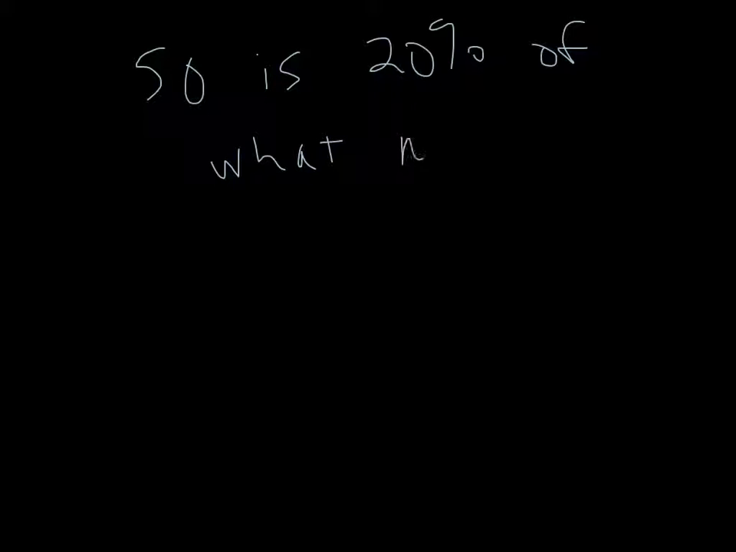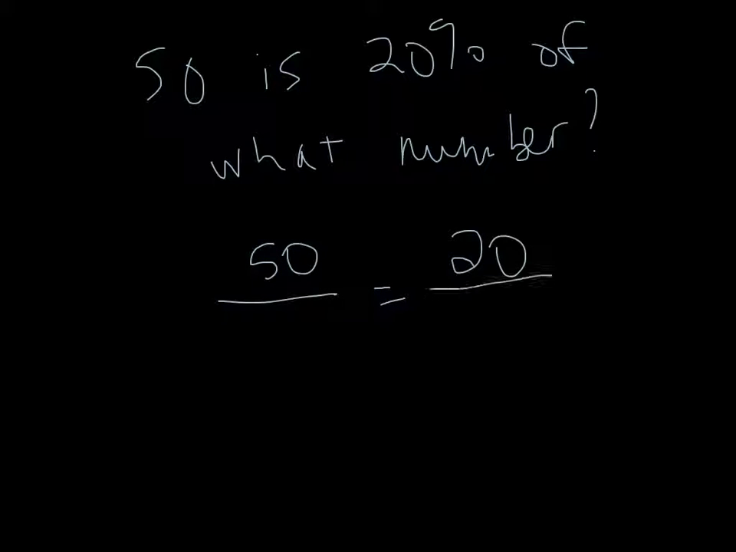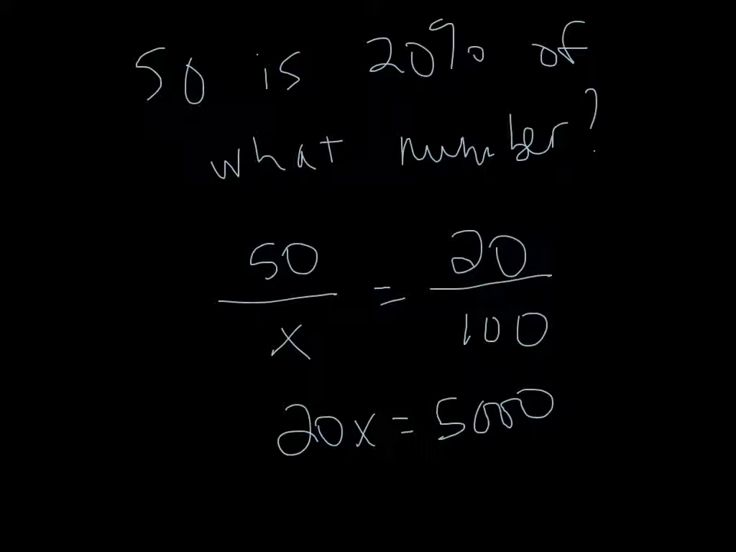50 is 20% of what number? So again, 50 is, so that goes on top. 20% goes where the percent is. The 100 never changes, and the of is your x. Cross multiply. Divide by 20. And x equals 250.